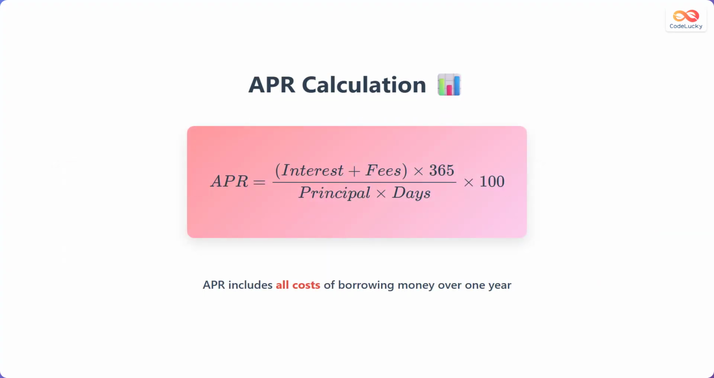The APR calculation takes into account all the costs of borrowing. The formula divides the total annual cost, including interest and fees, by the principal amount, then adjusts for the loan term. This comprehensive approach means that two loans with the same interest rate but different fees will have different APRs. The loan with higher fees will have a higher APR, giving you a clearer picture of which loan is actually more expensive. Always compare APRs, not just interest rates, when shopping for loans.